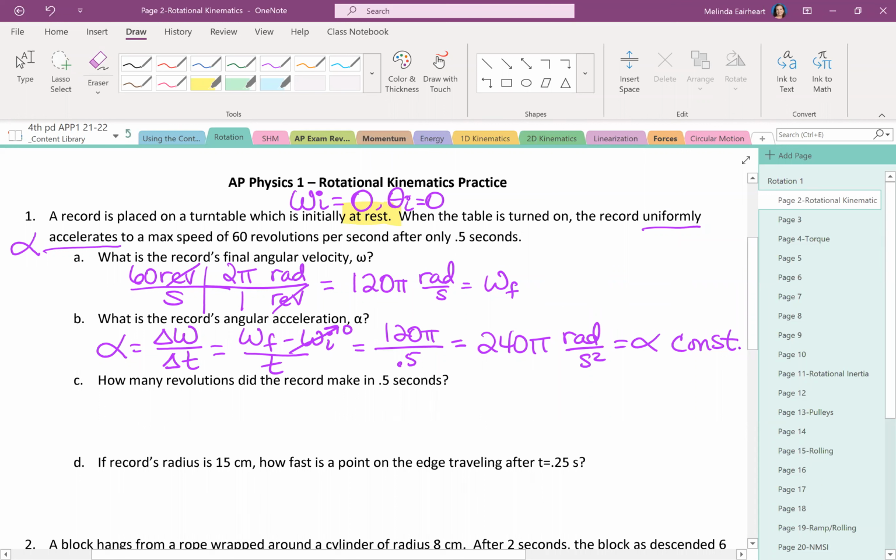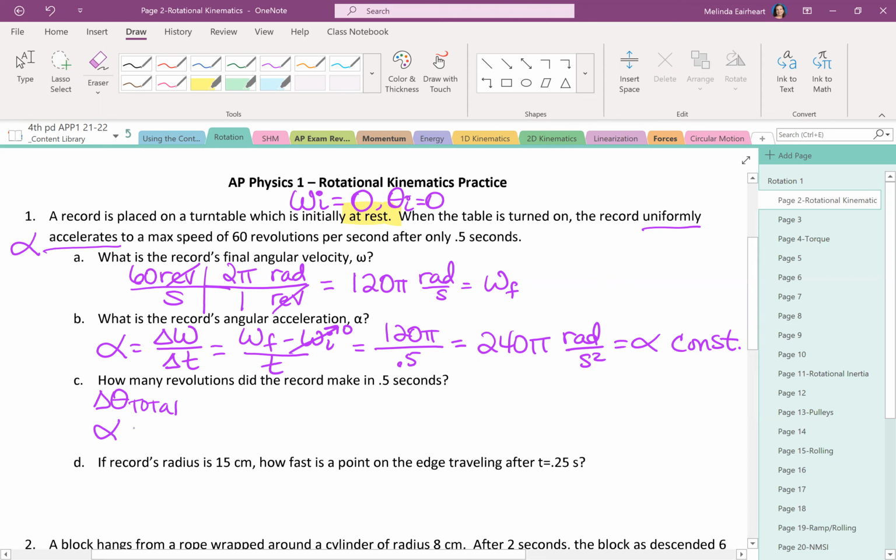C, how many revolutions does the record make in this half a second? How many revolutions? Well, we know 1 revolution is 2 pi radians, okay? And we know the acceleration, radians per second squared. We need to know the total angular displacement in 0.5 seconds. Moral of the story, we're going to use one of our new constant angular acceleration equations to solve for delta theta, our angular displacement. And so which one are we going to use?